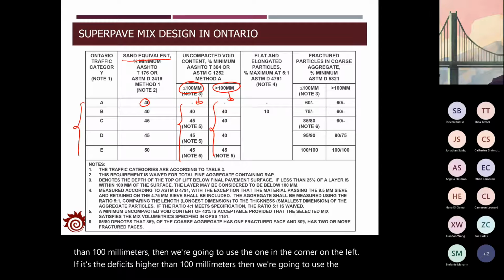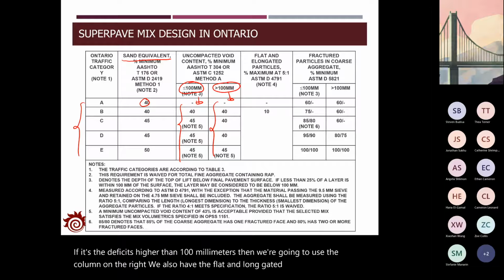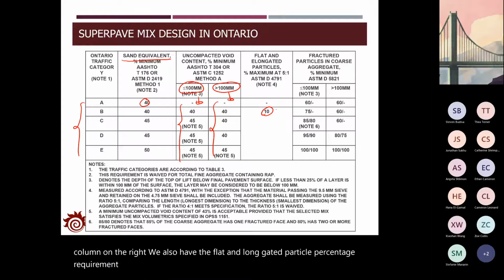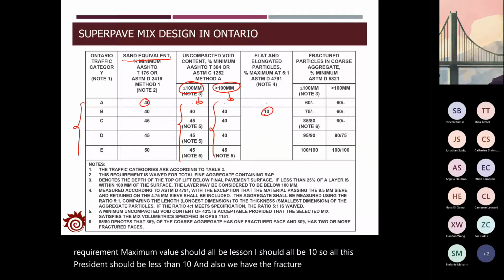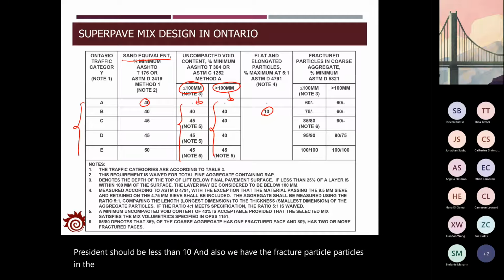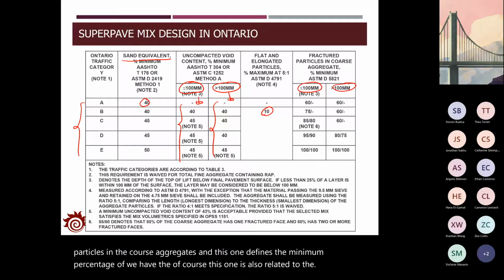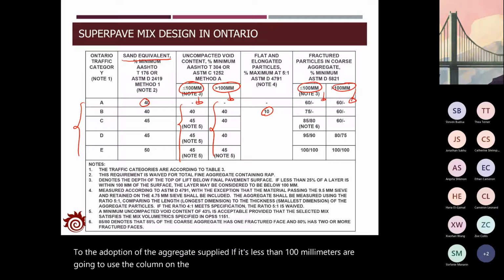We also have the flat and elongated particle percentage requirement. The maximum value should all be 10%. So all these percentages should be less than 10. And also we have the fractured particles in the coarse aggregates, and this one defines the minimum percentage. Of course, this one is also related to the depth of the aggregates applied. If it's less than 100 millimeters, we're going to use the column on the left. If it's higher than 100 millimeters, then we're going to use the materials on the right.